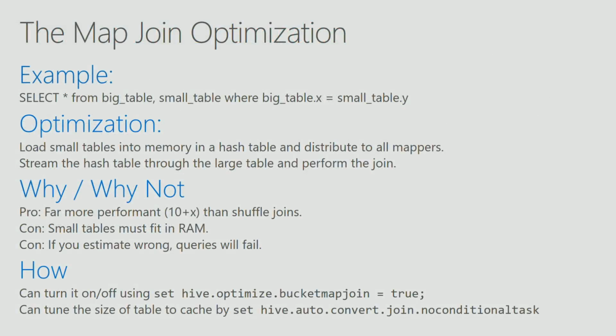So we're going to look at the map join optimization, an example being select star from big table and small table, where x from big table equals y from small table. Like I said, what ends up happening is the small table is streamed to each mapper, which is where the join is done. This is very performant, in some cases up to 10x as fast as shuffle joins. The cons are, like I said, it must fit in RAM, and if you estimate wrong, your queries will fail. So how do you tune this? You actually turn it on by setting hive.optimize.bucketmapjoin equals true.